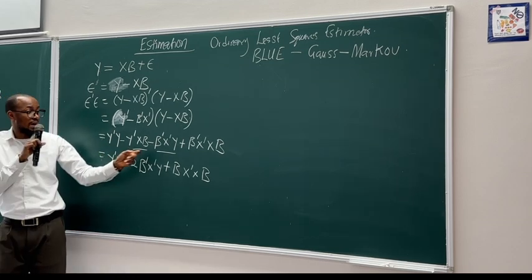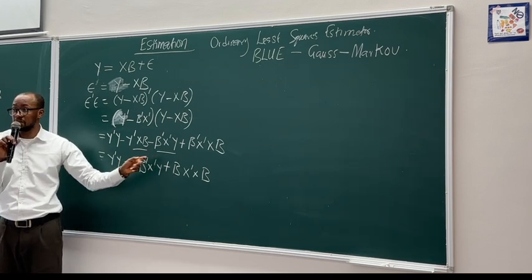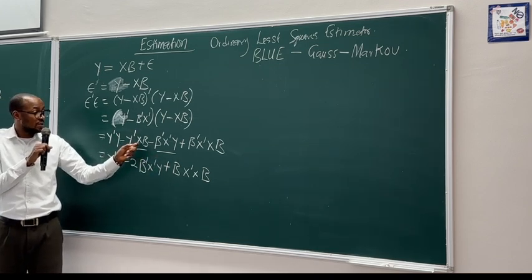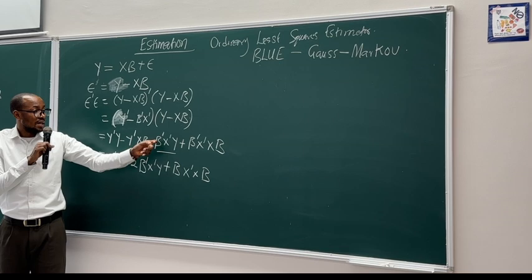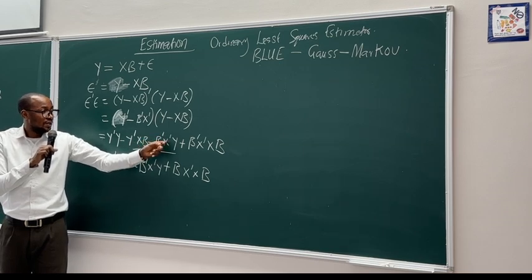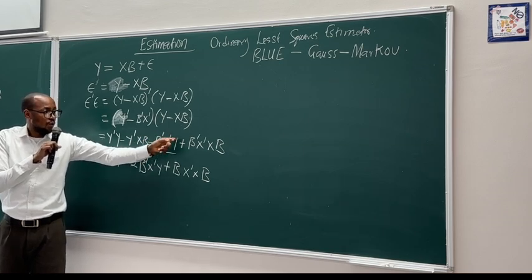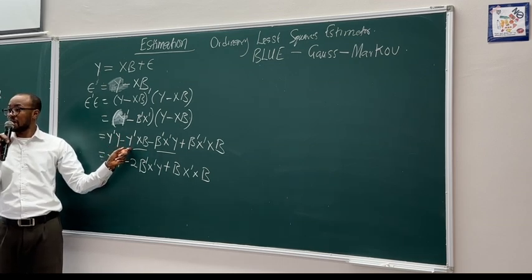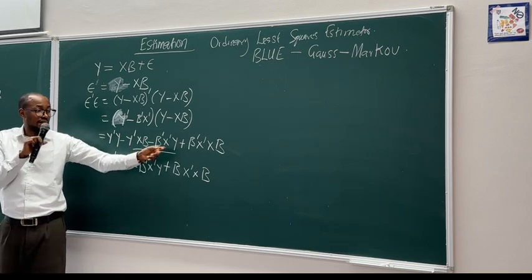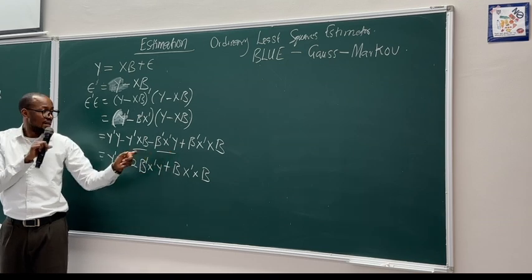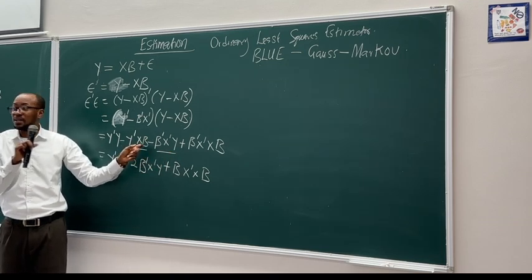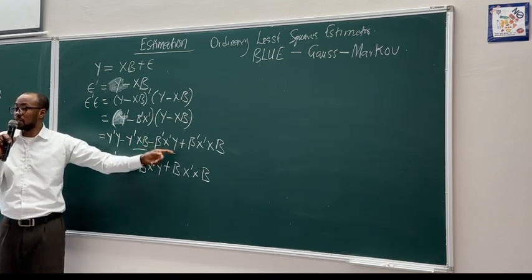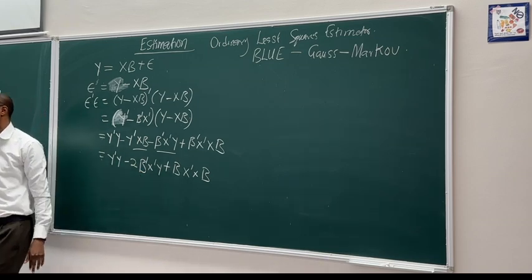These two matrices are the same. This is y transpose x beta, and this is beta transpose x transpose y. It's the same. You see, in this instance, y is transposed here, it is not transposed, right? Here, x and beta are not transposed, but it is transposed here. If you rearrange, it's going to give you the same thing.